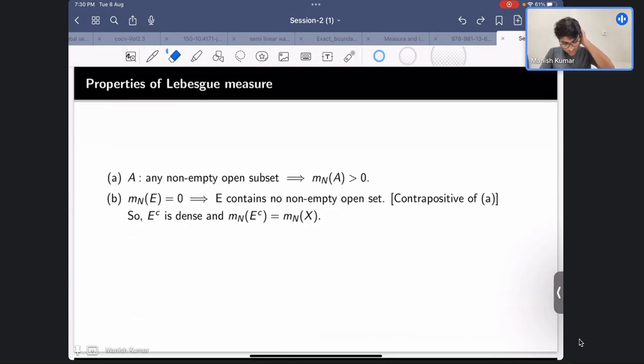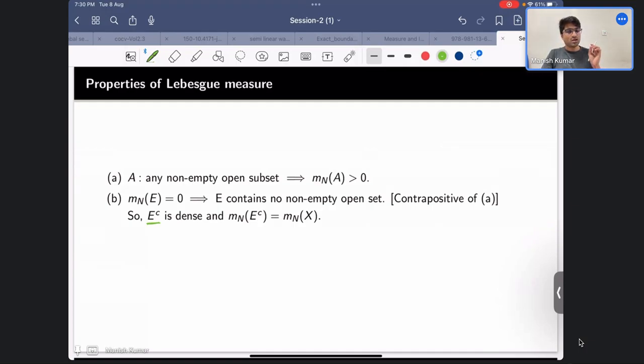Okay, so this is another one, which is a direct conclusion for this one. So Mn of E is 0 implies E contains no non-empty open subset. So if you see E complement, then E complement is dense. Why? Do you understand the meaning of dense, right?